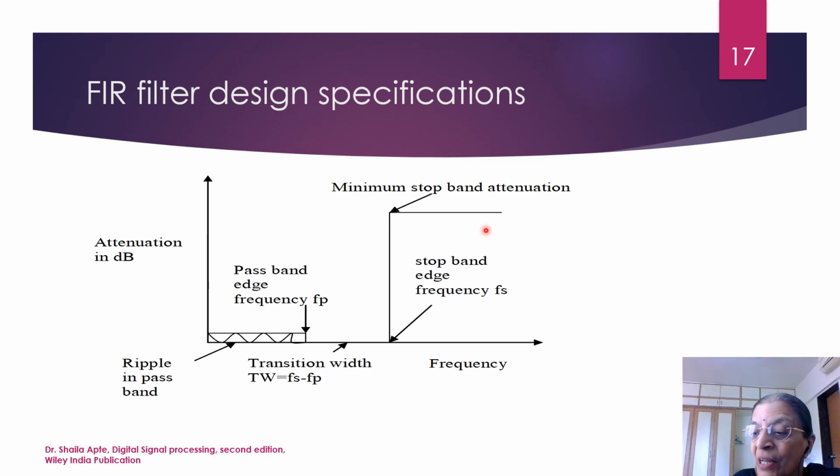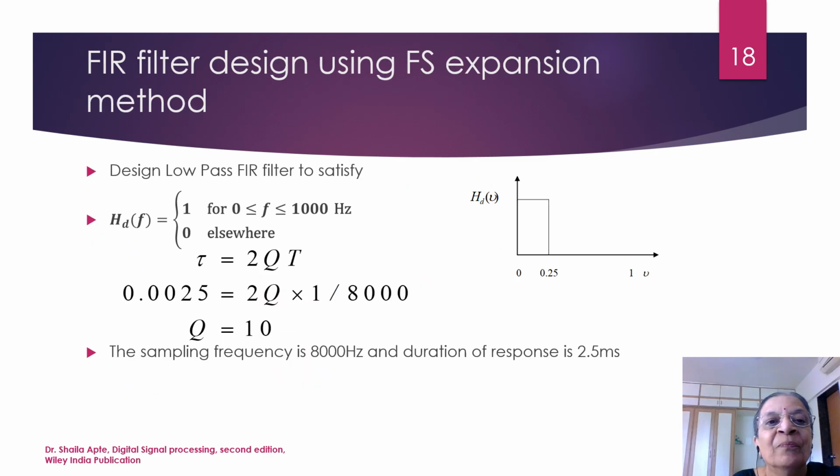So when you want to say design a low pass filter for me, you will have to give these values. A ripple in the pass band, pass band edge, stop band edge, transition width, and the minimum stop band attenuation will have to be specified. Then the user can design the filter for you.